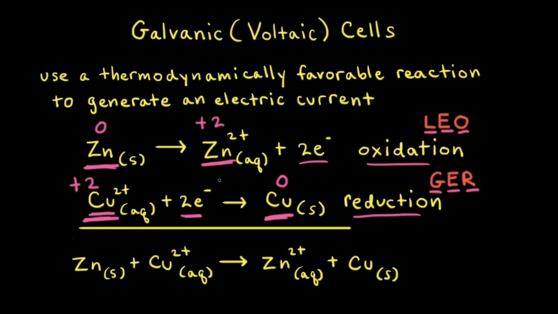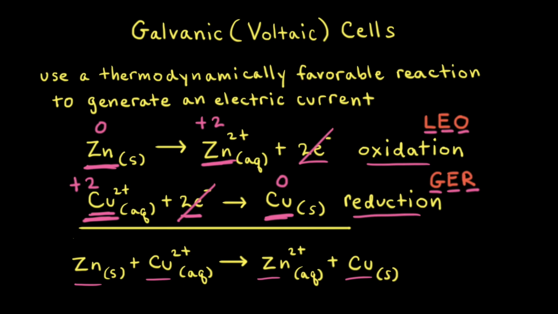When we add the two half reactions together, we have 2 electrons on the reactant side and 2 electrons on the product side, so those cancel out, and that gives us solid zinc plus copper 2 plus ions goes to zinc 2 plus cations and solid copper. In this redox reaction, zinc metal is oxidized to zinc 2 plus cations, and copper 2 plus cations are reduced to solid copper.